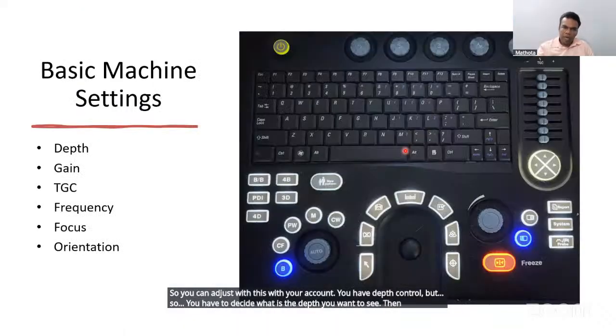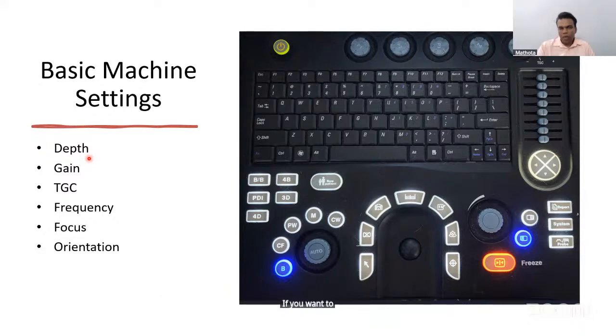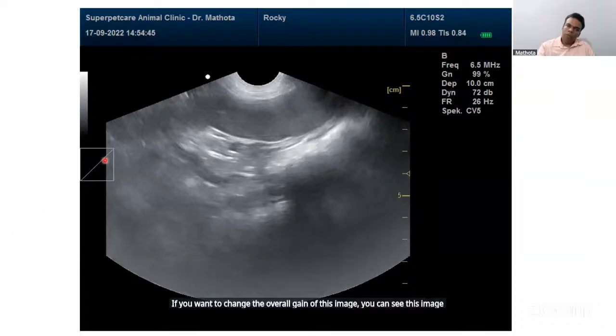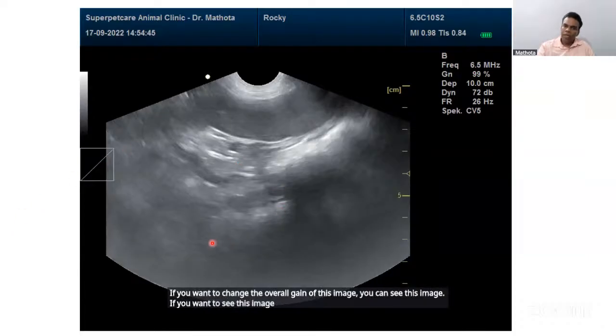Then we have gain control. The gain control means the overall gain of the image, the brightness. The brightness of the image will change with this gain control. If you want to see this image brighter, you can increase the gain. If you want to see this image darker, you can reduce the gain.